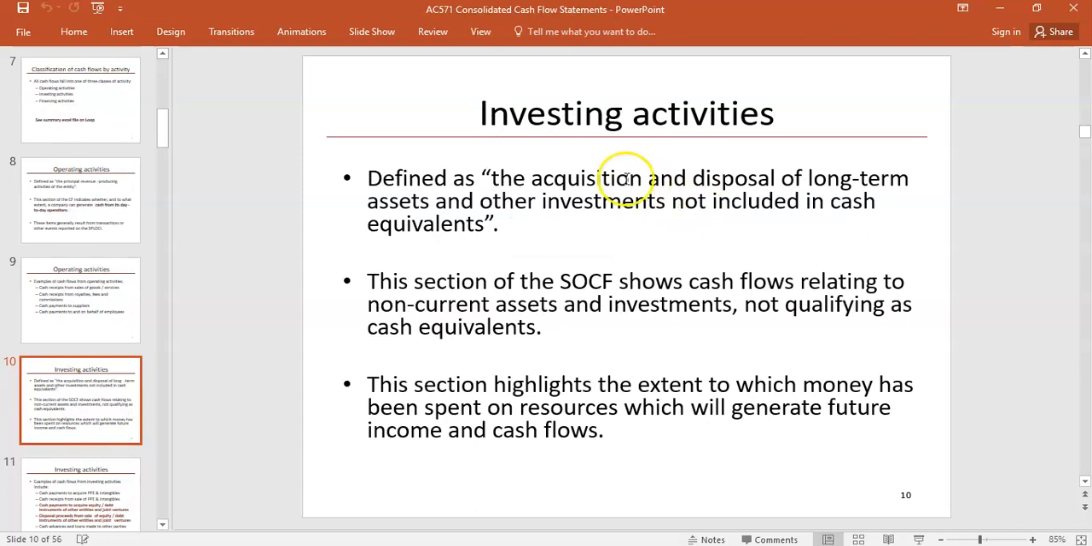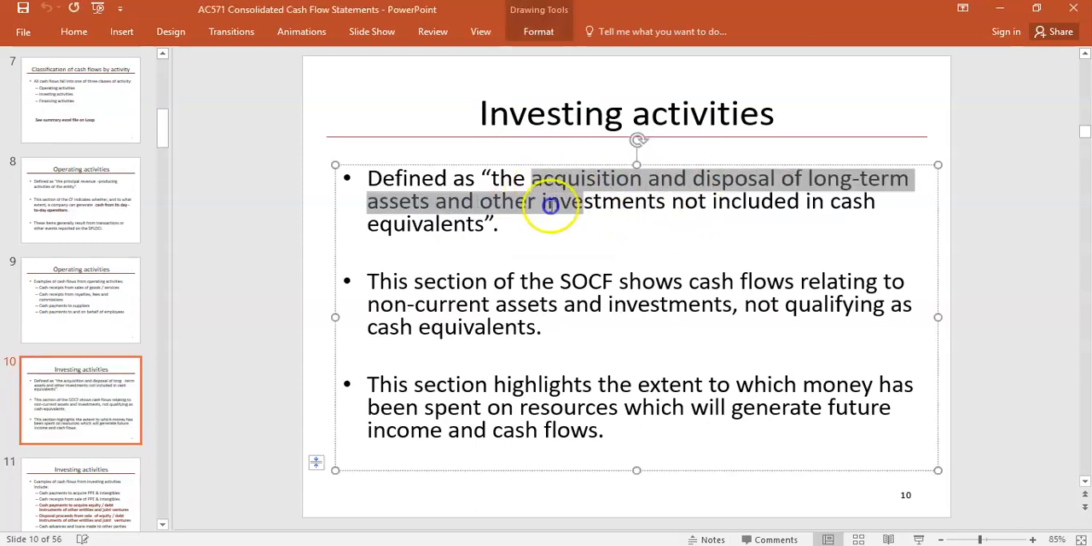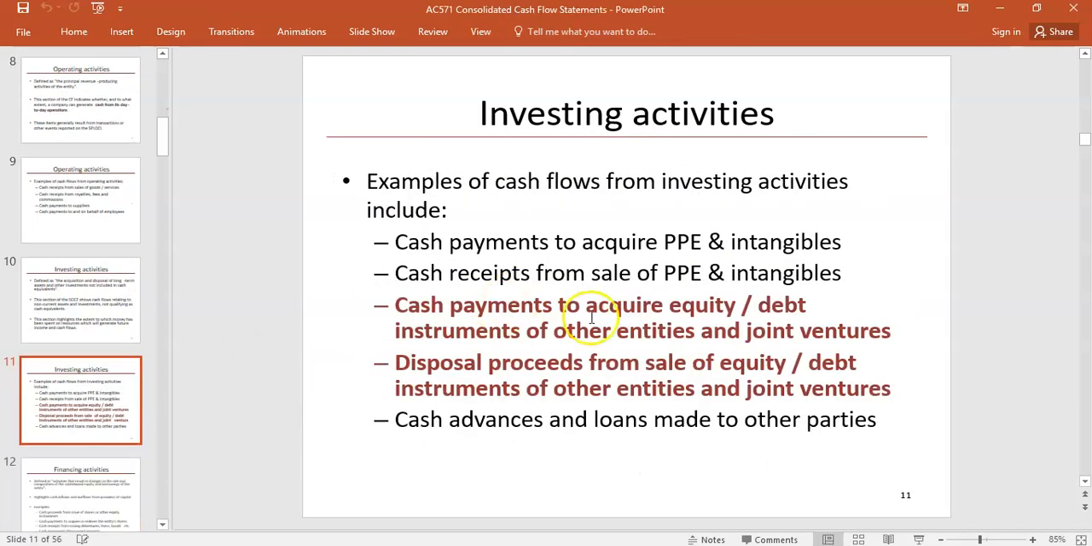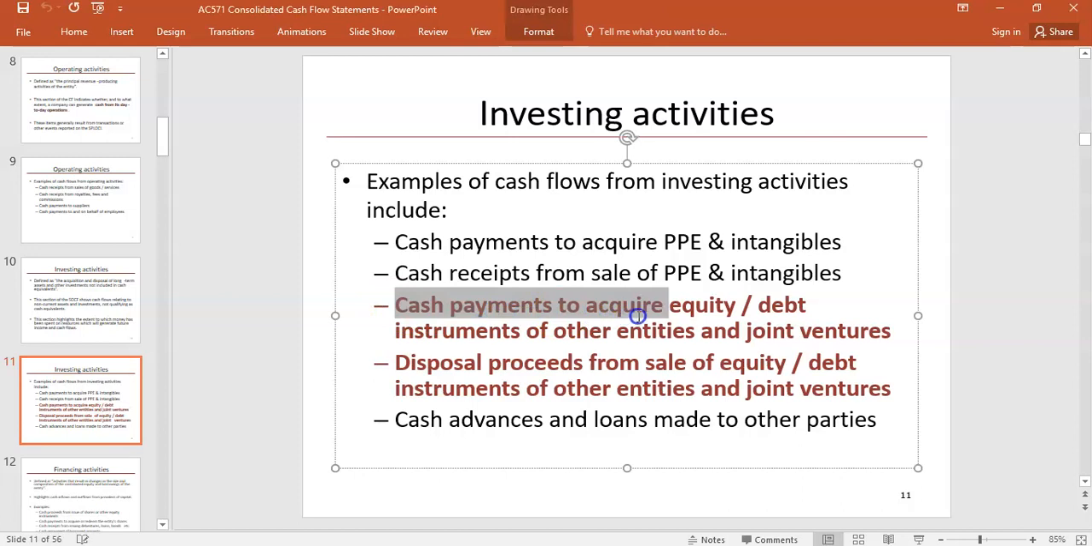All right. Investing then is the acquisition and disposal of long-term assets. So if you're buying property, plant and equipment, you're selling property, plant and equipment, all right? All of those will go into investing activities. So to give you examples there: buying or selling PPE, buying or selling intangibles. Watch these here: cash payments to acquire equity or debt instruments in other entities, or disposal proceeds from the sale of equity or debt instruments.